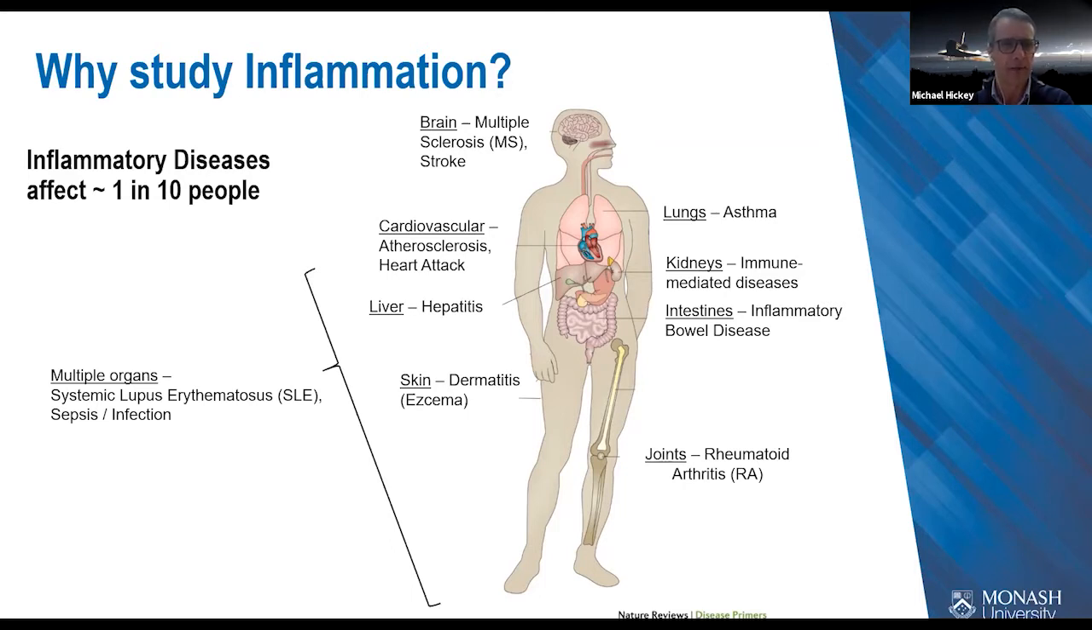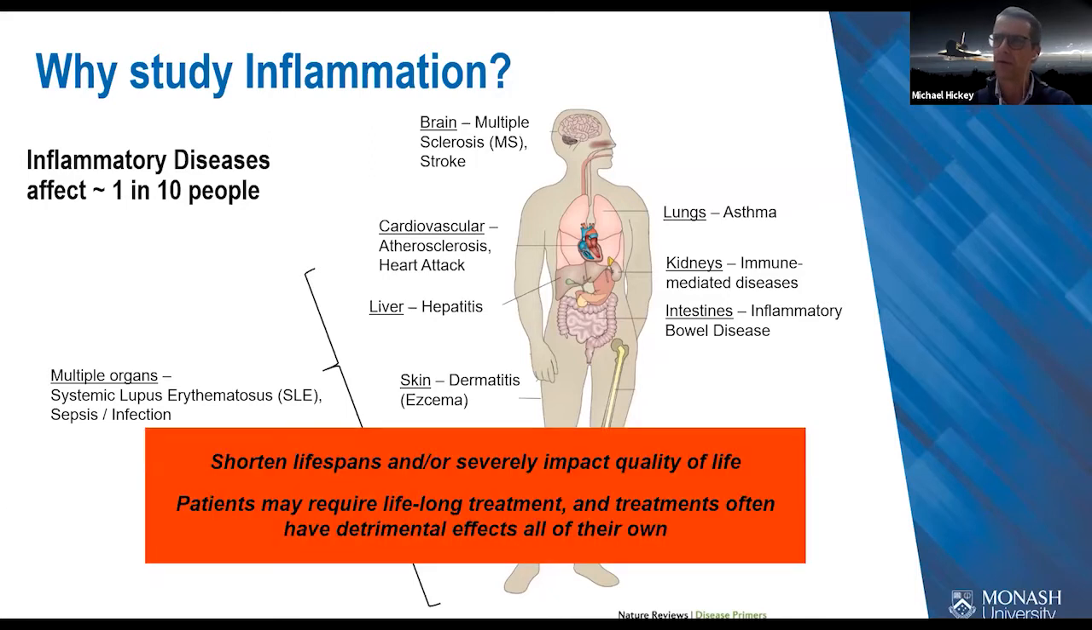And some forms of inflammation are very indiscriminate in the way they target disease, in that they target all kinds of organs throughout the body. What I'm talking about there is systemic lupus erythematosus or sepsis and infection. And so this is really the rationale for why we do what we do: inflammation encompasses an enormous number of conditions. And when we put all these conditions together, they have the effect of shortening lifespans and or severely impacting the quality of life of our patients.